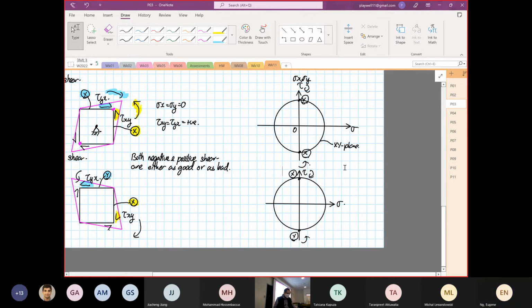Okay. So the position of point X and point Y on the Mohr circle is dependent on the element rotation.